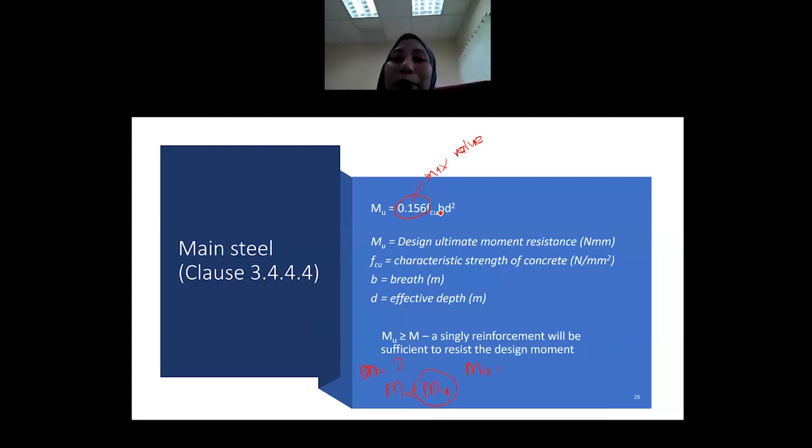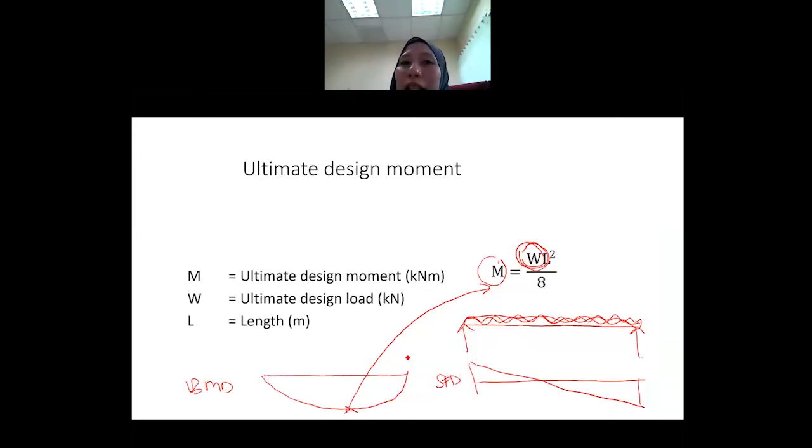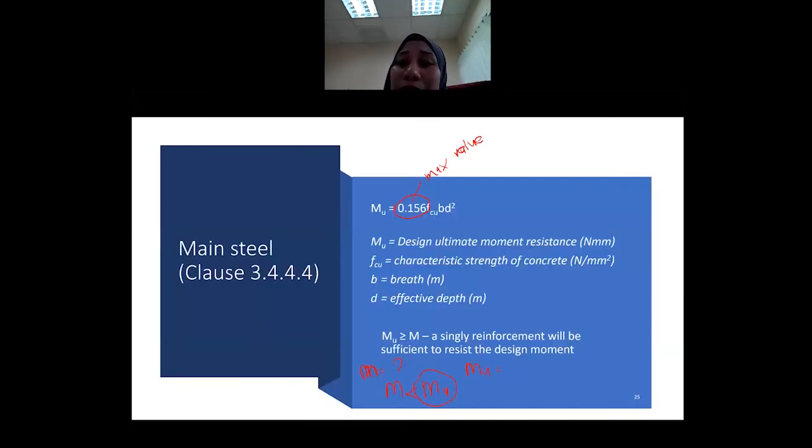Maksudnya bila you design beam, bila you dah assume size, you pun tengok sebenarnya beam yang you dah design tu, yang size macam tu can only resist this much of moment. Okay, but then the moment yang you kira earlier, ultimate design moment ni is the moment yang produced by loading yang you letak dekat atas beam tu. So you must make sure that beam yang bersize yang you dah kira tu, size macam ni, boleh resist moment daripada loading.